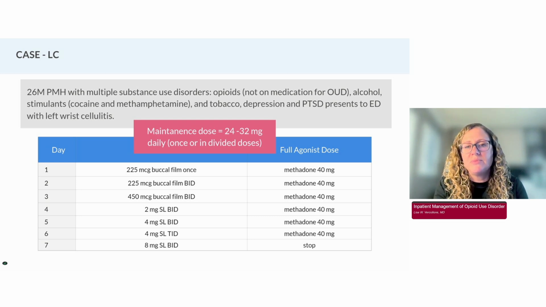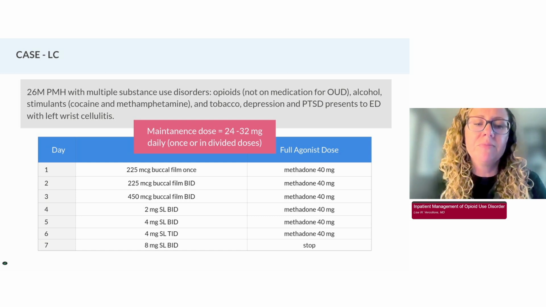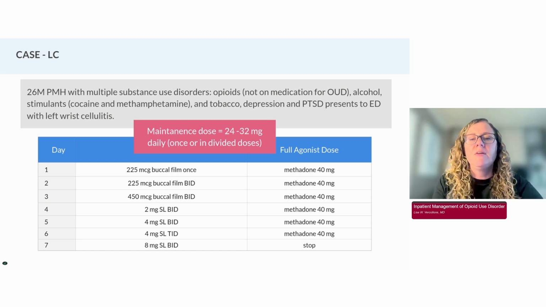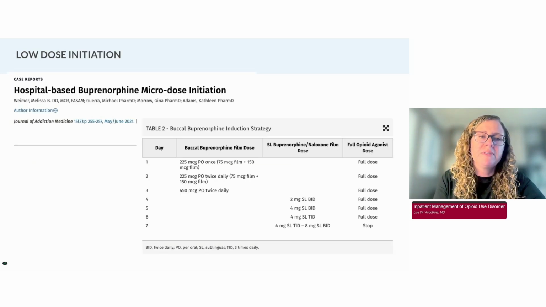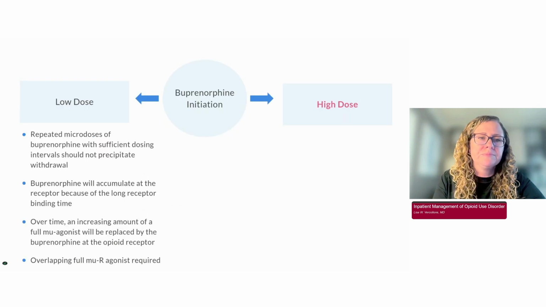In this situation, we do want to be mindful that the maintenance dose is going to probably be 24 to 32 milligrams. So it used to be acceptable to titrate somebody to 16. For the most part, you want to titrate them to 24 in the hospital and plan to discharge them on 24 milligrams daily. This is where that protocol was derived from, if you're interested. Okay, and so that's the low dose approach.